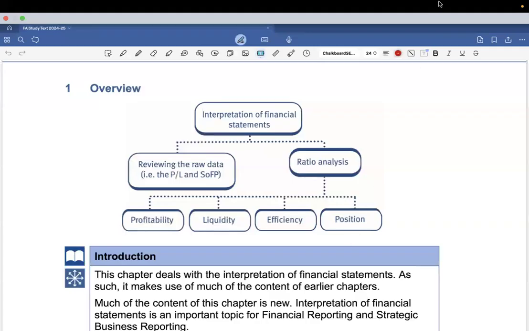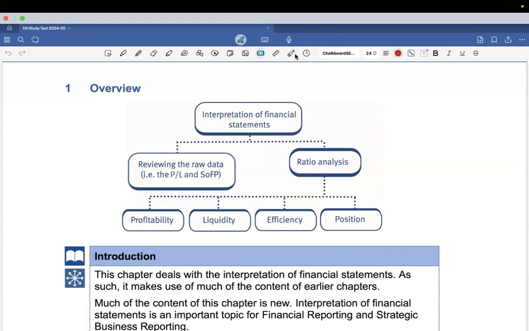Okay. Now, interpretation of FS. When we prepare FS, when we analyze FS, the next thing that we do is prepare a comparison of all the elements present in the FS. Understood? And this comparison is called analysis or interpretation.